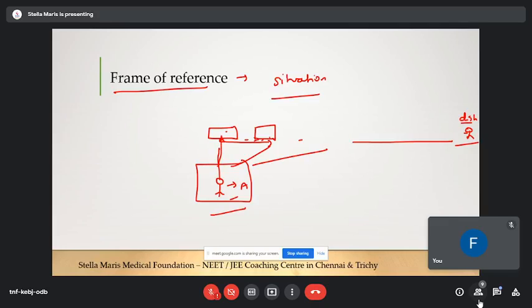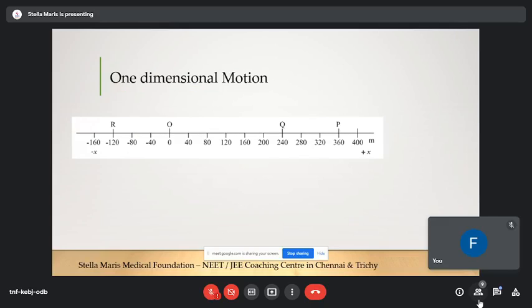For objects moving along a plane, let's say this is a plane, we require two axes, that is x and y. We need two axes, right? And for objects moving in space, we need three axes. What are they?